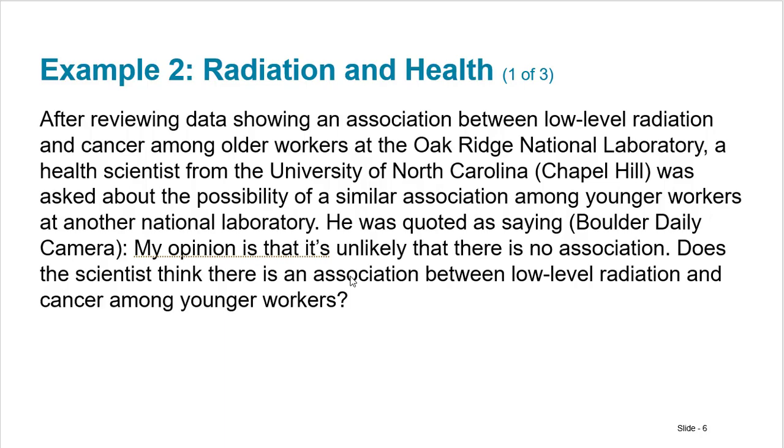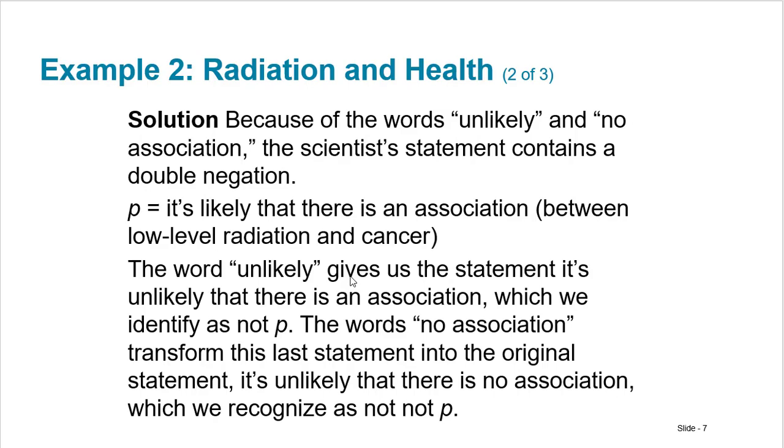He's just saying it's unlikely there is no association. So you see how there's a difference. He didn't really say, oh yeah, there's an association. He's just saying, I don't think that there is no association, right? It's kind of a wishy-washy statement, but that's an example of a double negation. Because of the words unlikely and no association, you can think that the scientist's statement contains a double negation.